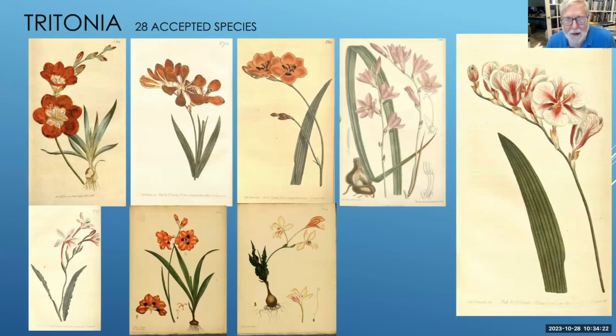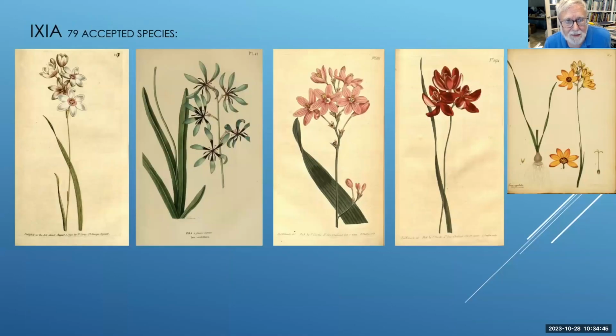Tritonias. Okay, another group. Remember, we only have 1,000 species to go through in the Iridaceae. But I'm not going to show you all of them, unfortunately. But here's Tritonia, and we'll go on to another group. Tritonias are also generally somewhat available commercially. Okay, next slide. And the Ixias is another group you'll find commercially also. And this gives you a fairly good idea of what Ixias look like.